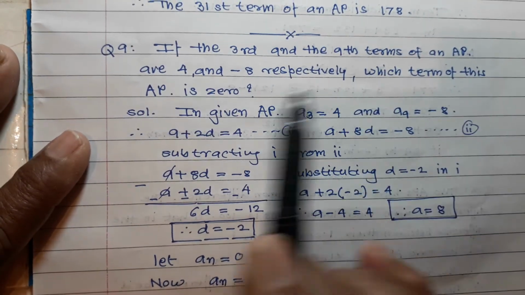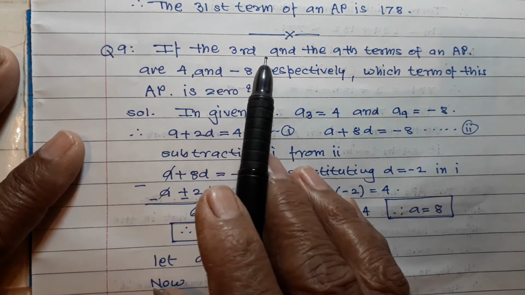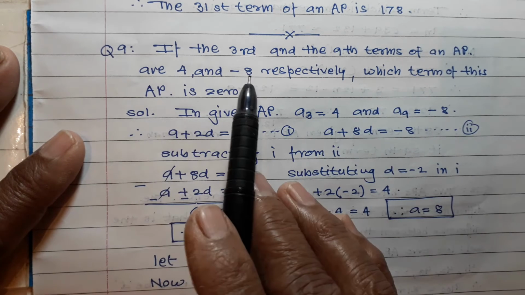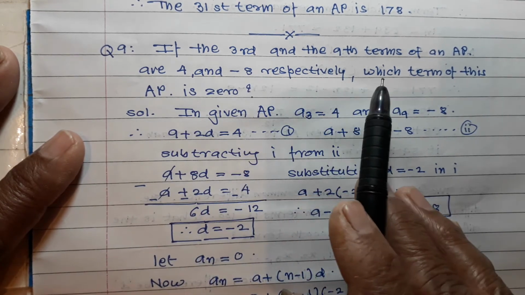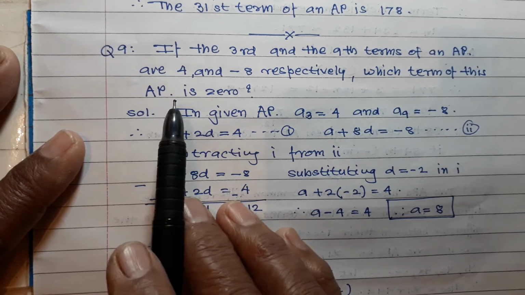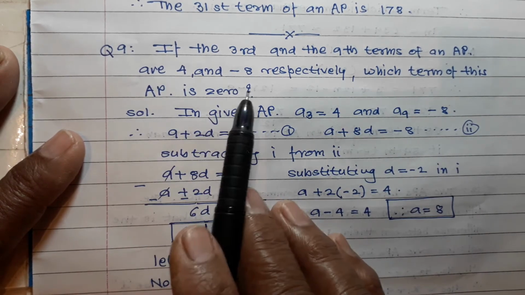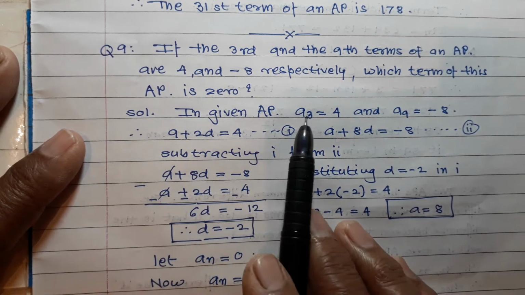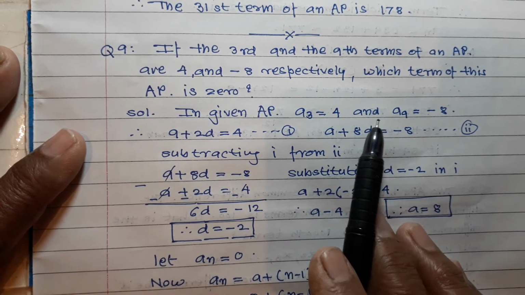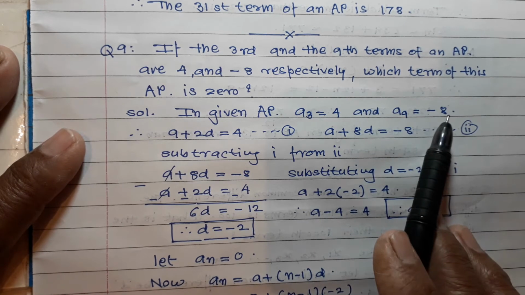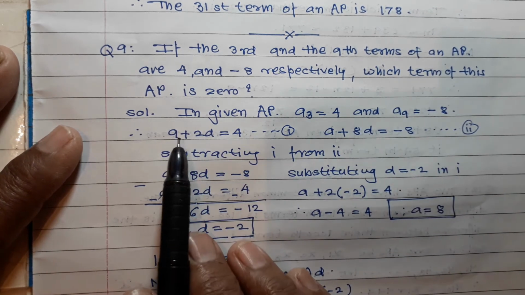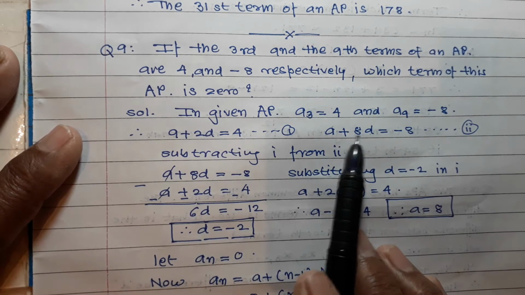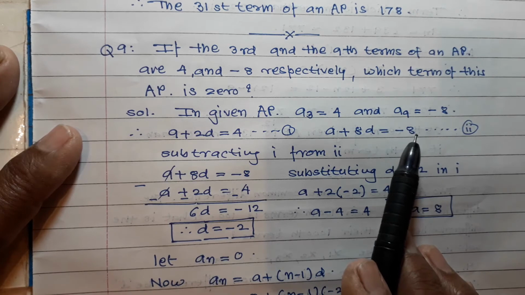Question number 9. If the third and the ninth term of an AP are 4 and minus 8 respectively, which term of this AP is 0? Solution. In the given AP, A3 is equal to 4 and A9 is equal to minus 8, and therefore A plus 2D is equal to 4, and A plus 8D is equal to minus 8.